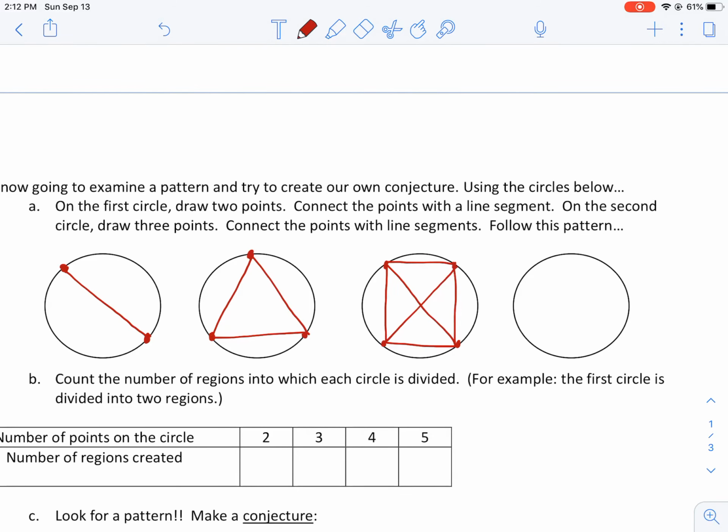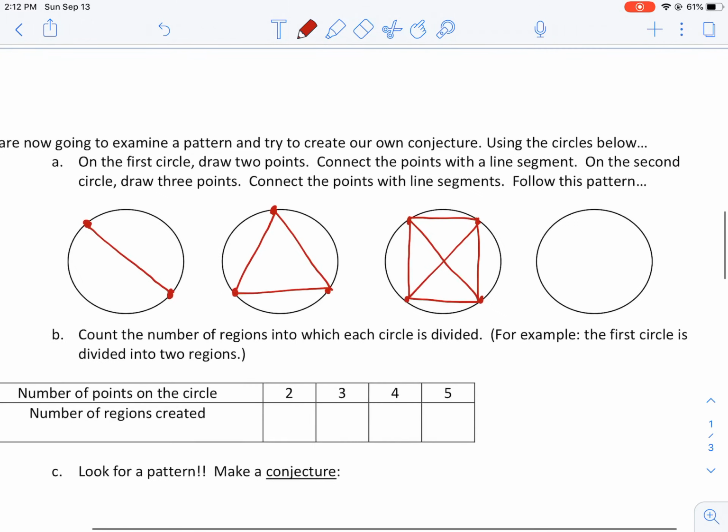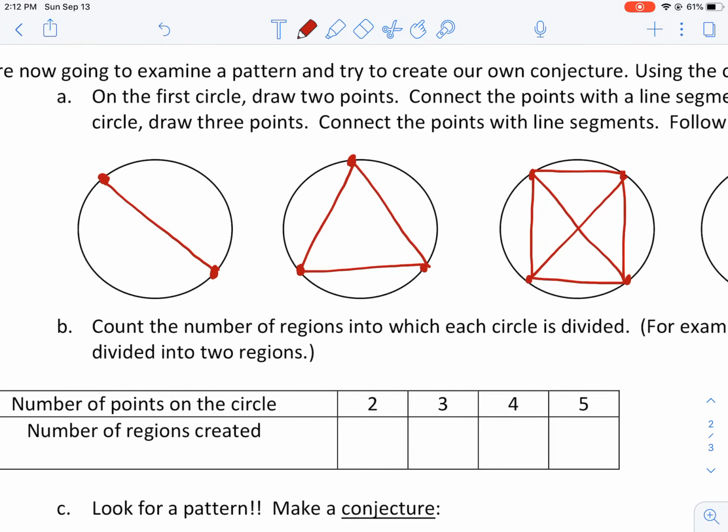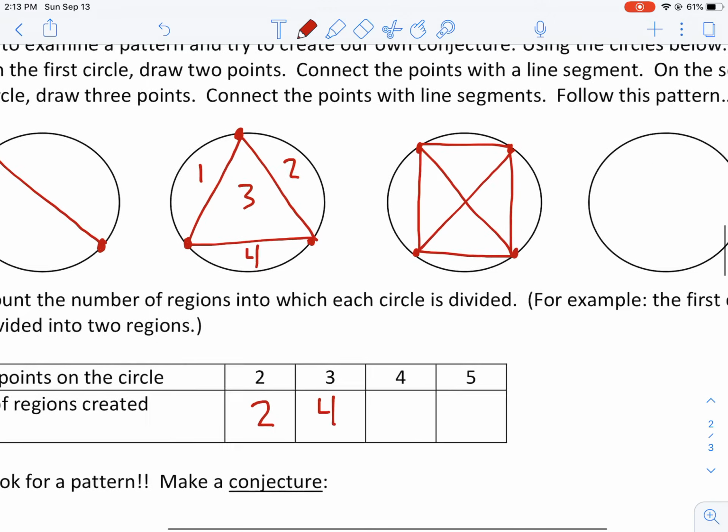So it says count the number of regions into which each circle is divided. For example, the first circle is divided into 2 regions. All right. So this would be the first region, that would be the second region. So we go to the next circle. How many regions do we have? We have 1, 2, we have 3 in the middle, and then we have 4. So this one has 4 regions.